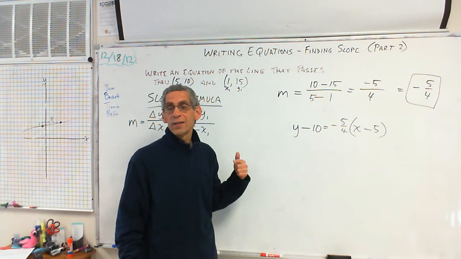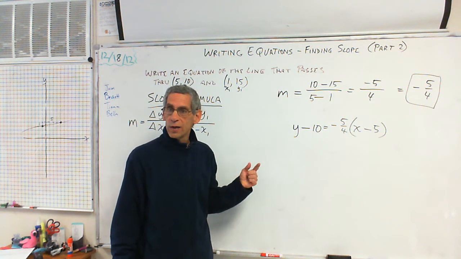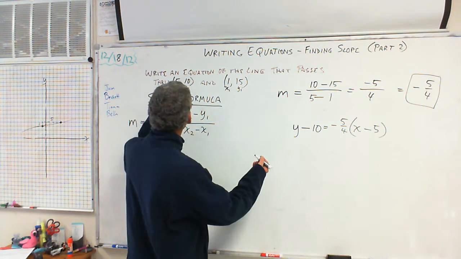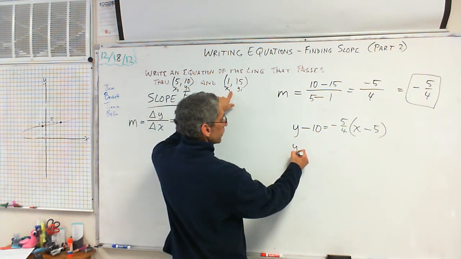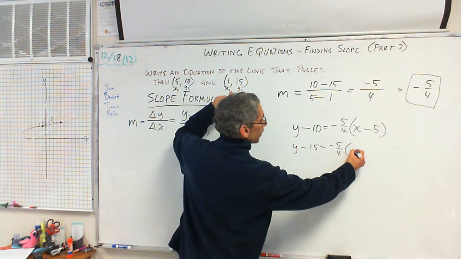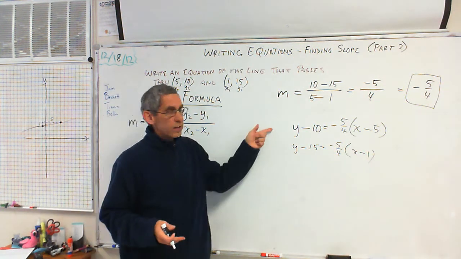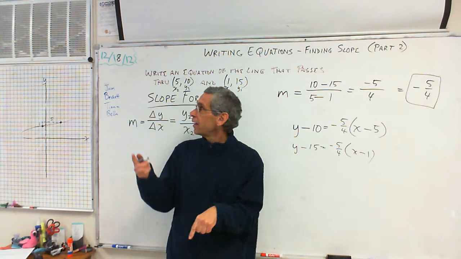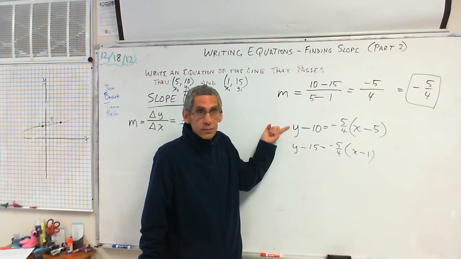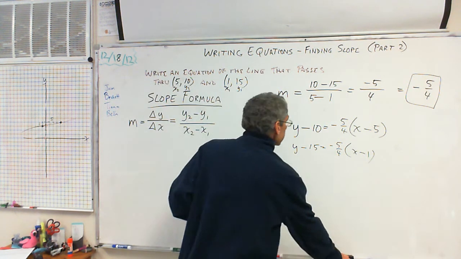If you want to, unless I specifically say on a test to write an equation. Would you then write two separate problems? Yeah, I'd write this one. y minus 15 is equal to negative 5 fourths times x minus 1, right? But usually, if they just write an equation, like this is worded, you just need an equation. That's an equation, either one of them. So let's try another one.